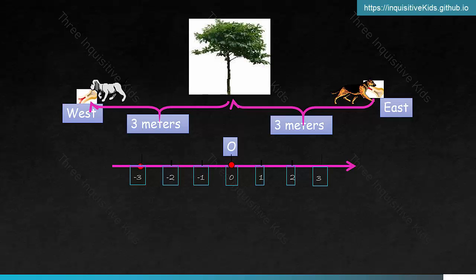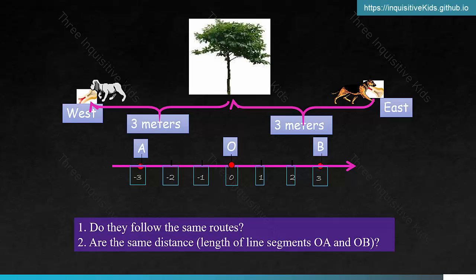And then the white dog is on negative 3 on the number line, which is dot A. The yellow dog is on positive 3, so on dot B. Do they follow the same routes? Are the lengths of line segments OA and OB the same distance? So what it's asking is if they took the same route, and they didn't, because the white dog went the opposite direction of the yellow dog.